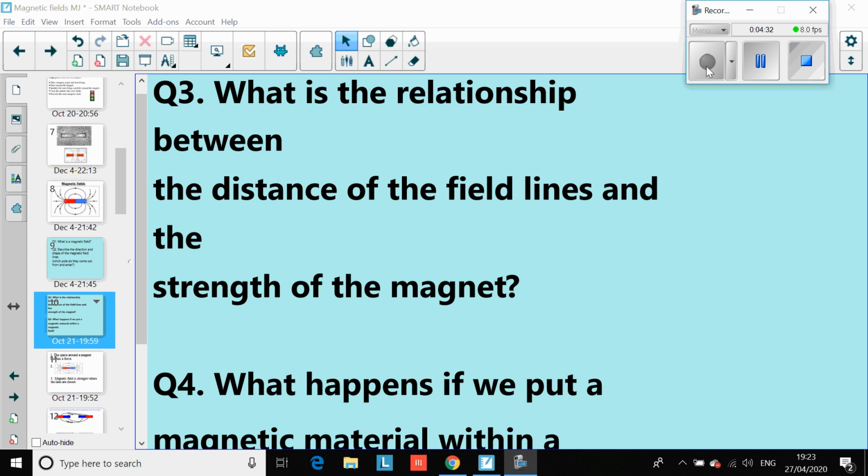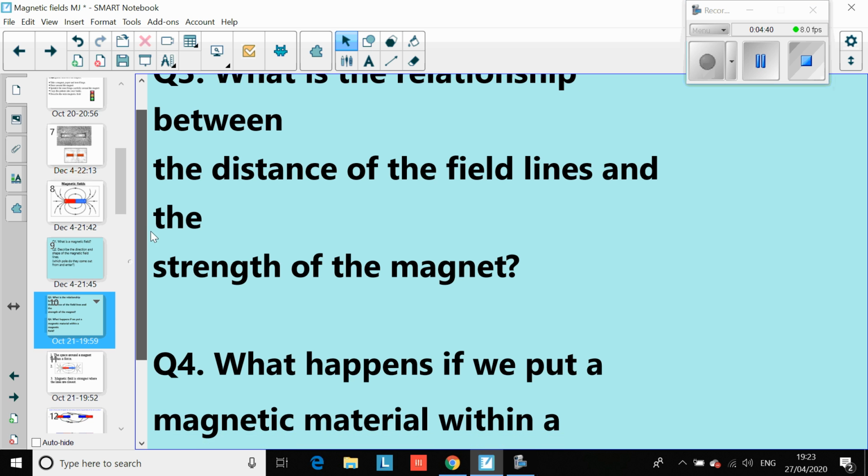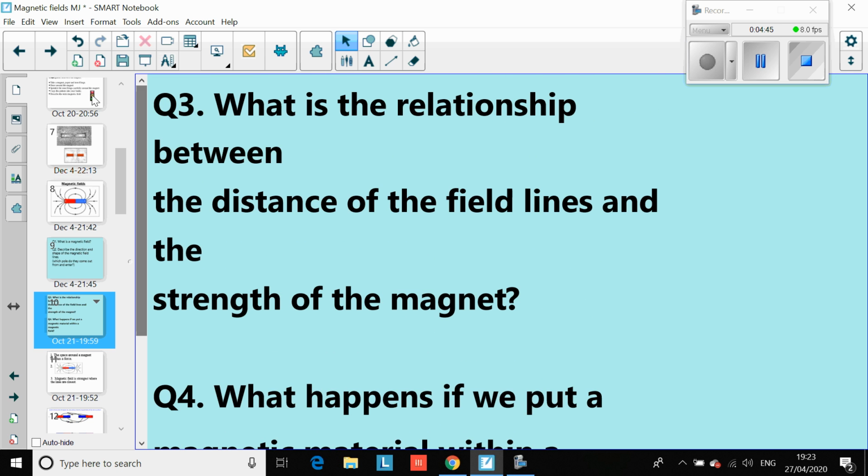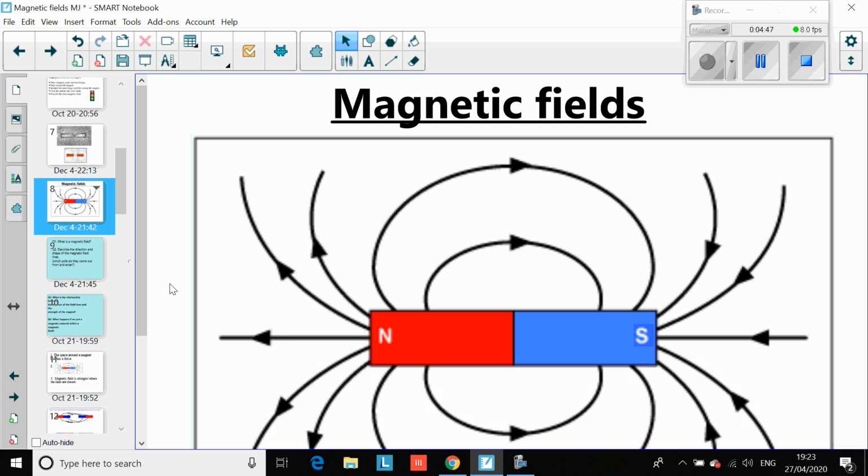And now, question 3 and 4. What is the relationship between the distance of the field lines and the strength of the magnet? And what happens if we put a magnetic material within a magnetic field? Now, the magnetic field, the force lines are very close together here at the poles. That should tell you something. Okay, it tells you the magnetic field is strongest there.